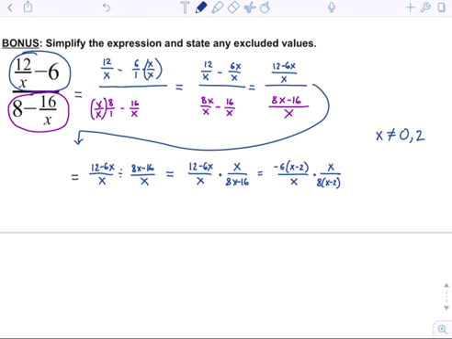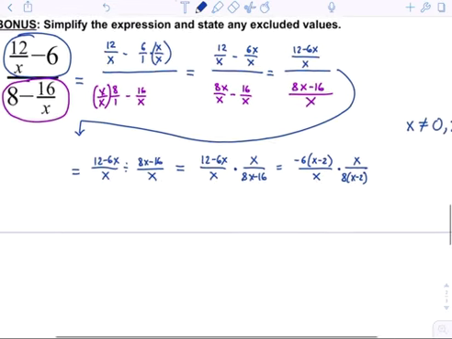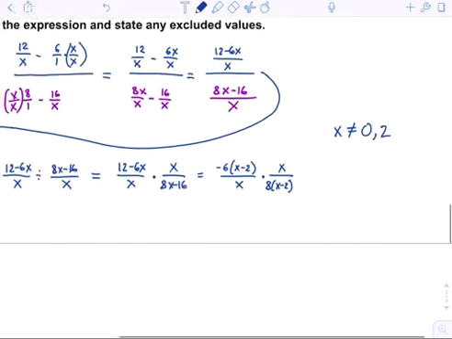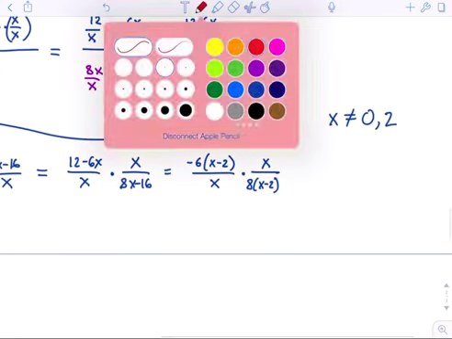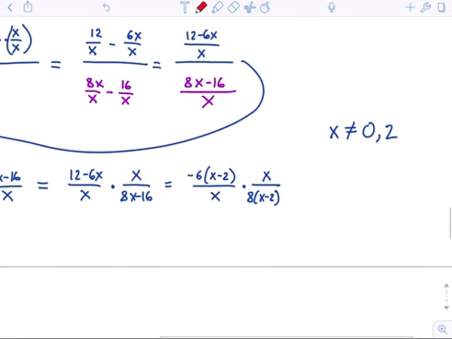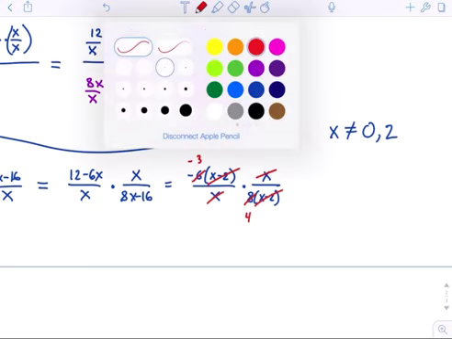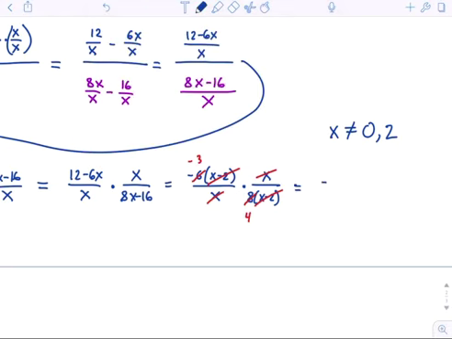After you state your excluded values, it's time to cancel. Let me zoom into the portion that we have. These cancel, and we have negative 6 over 8. You can divide 2 into both of those, so it'd be negative 3 over 4. So your final answer for that one, if you do decide to do the bonus, is negative 3 over 4.